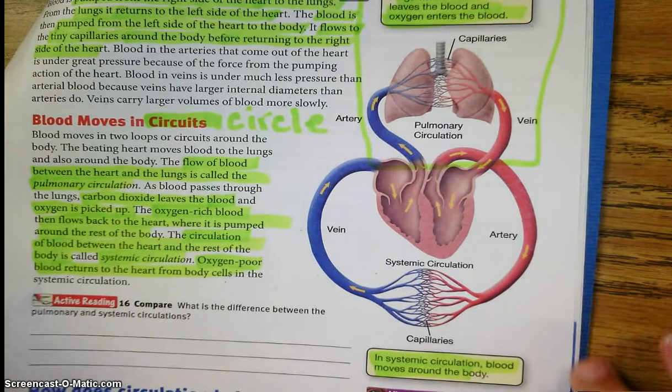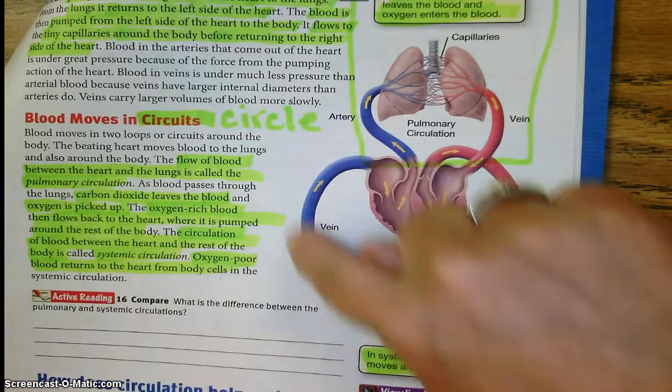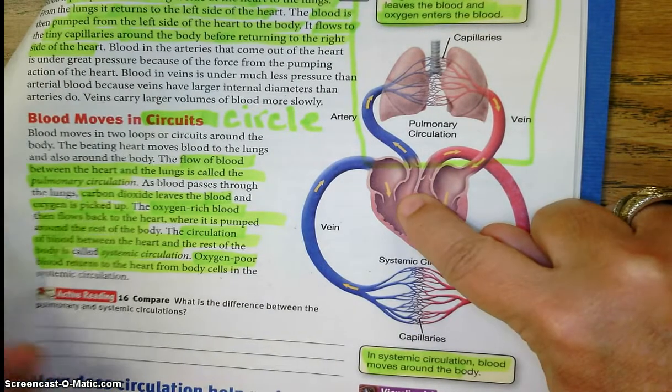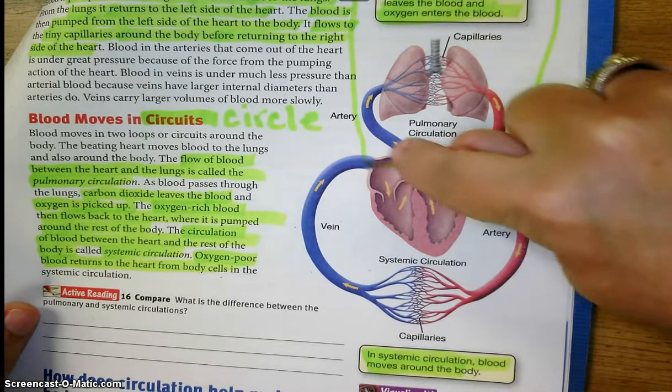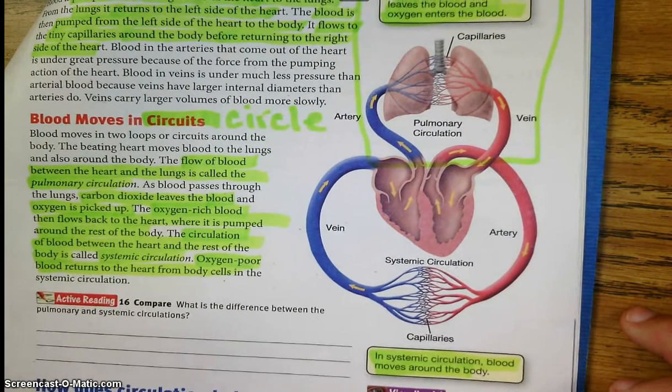So where would you find oxygen poor blood? In the veins coming back to the heart and in this one artery going to the lungs. Those are oxygen poor blood.